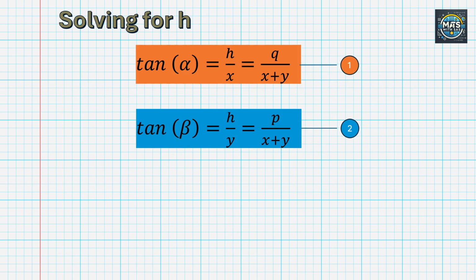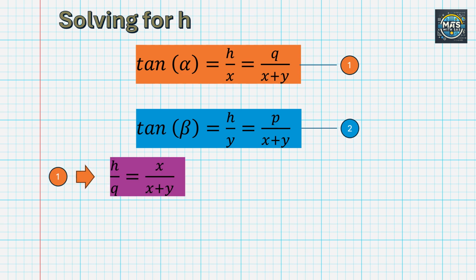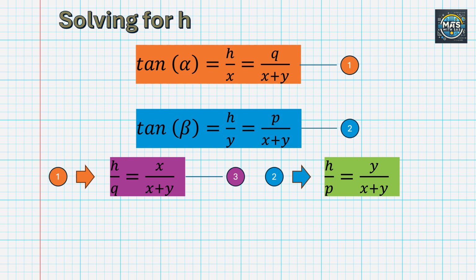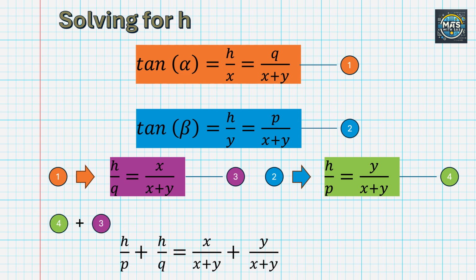Now, let's solve for h. From the first equation, h divided by q equals x divided by x plus y. From the second equation, h divided by p equals y divided by x plus y. Now, let's add both sides together. h divided by p plus h divided by q equals x divided by x plus y plus y divided by x plus y.